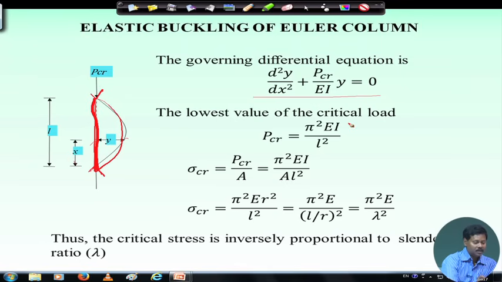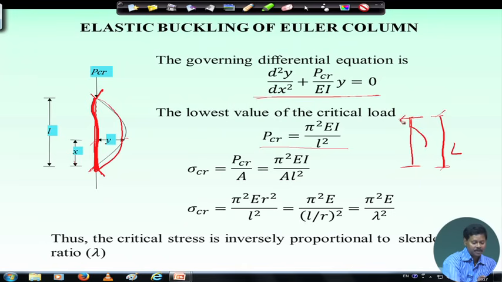That P_CR is the critical load which can be found from this governing differential equation, and from it the lowest value can be found as P_CR = pi square EI by L square, where L is the effective length. Effective length I will explain later, because the length between the ends of the column is the total length. Now, effective length is nothing but the length between the two points of contraflexure, the distance between those two.